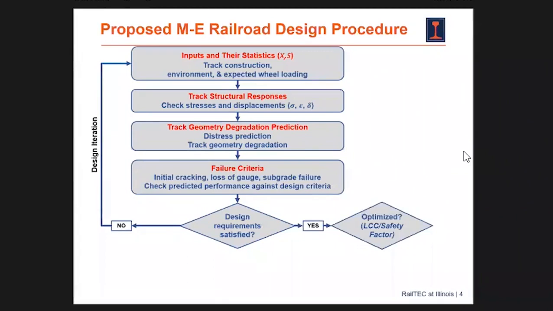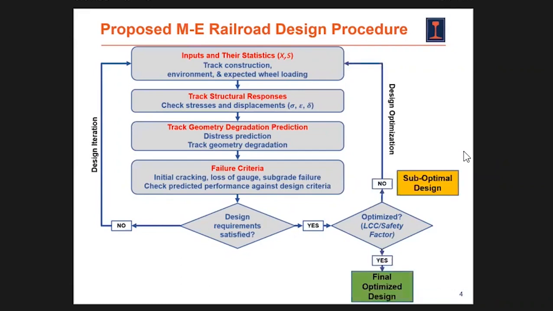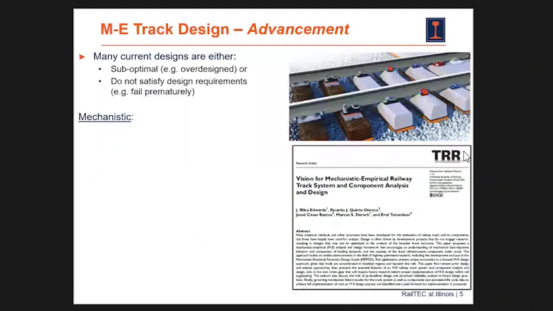But then you need to ask, is this optimized? There's a lot of components out in the industry or out in the field that have very large factors of safety. And then can we actually optimize the design to give us the best life cycle cost that is still maintainable? And so we can end up with a final optimized design. An example of a suboptimal, over-designed system: whenever we've done some of the concrete tie work and looked at the factor of safety between the initial cracks that we see and the final ultimate strength of those ties, you can get a factor of safety between 3 and 5, and on a transit system it might be a factor of safety of 10.